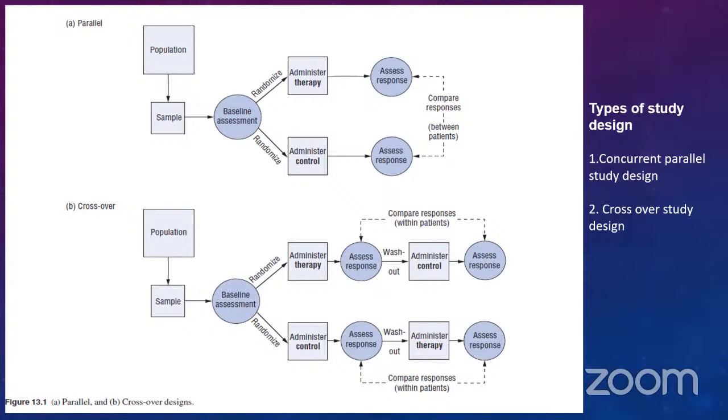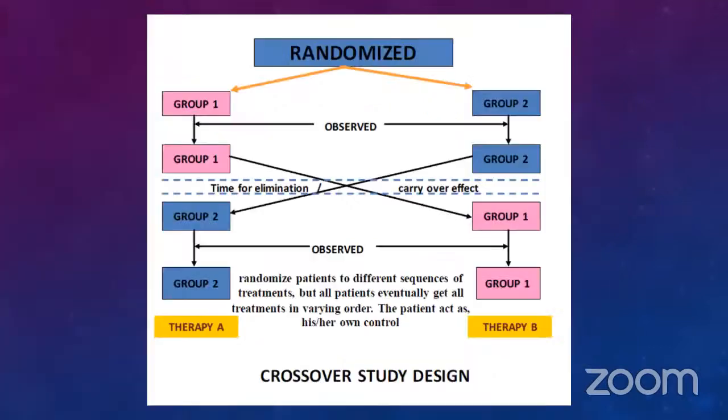In the crossover, after applying the first treatment, there is a washout period, a time where they are given off, after which they are given the opposite therapy. That is, the control gets the new therapy, and the new therapy people get the control therapy, and then again we assess the response. So the same group gets both treatments, which helps to assess it better. It is like this: group 1, group 2, there is a time for elimination or a carryover effect. Then group 1 gets the opposite, the next new treatment, and group 2 gets the opposite treatment.